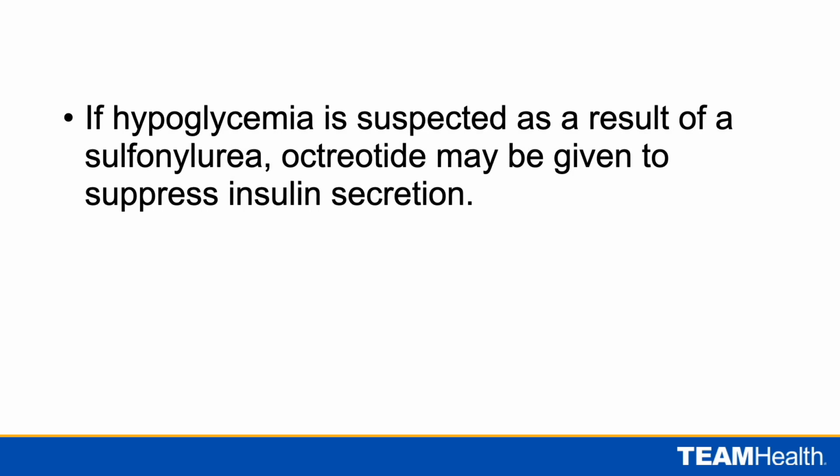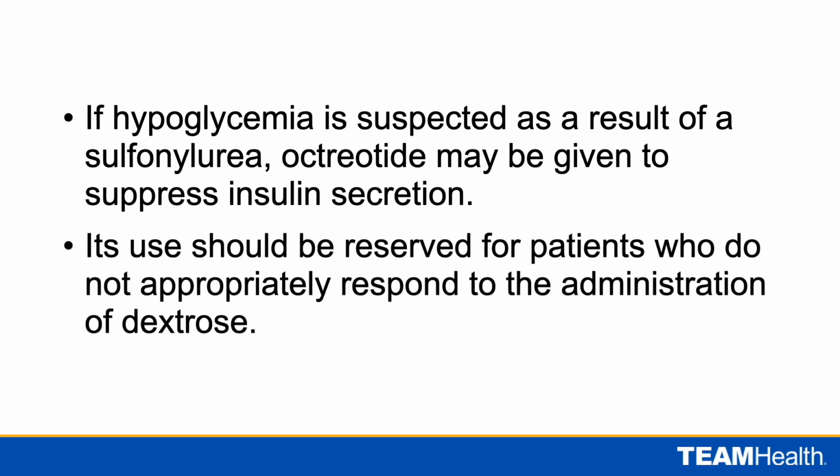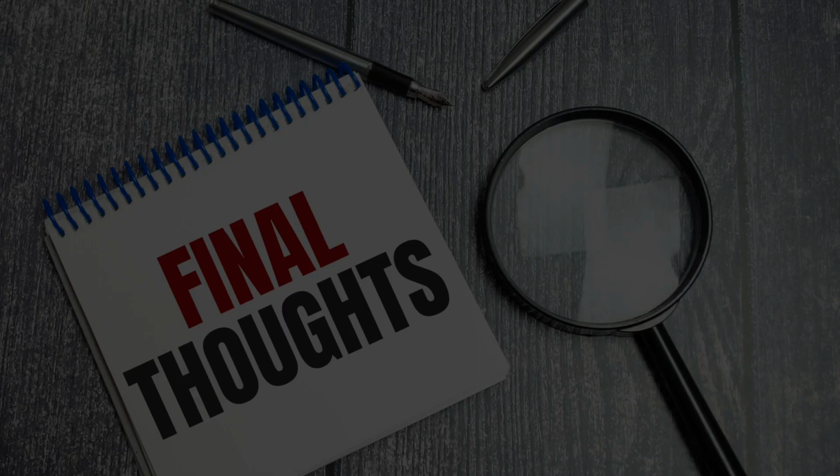If hypoglycemia is suspected as a result of a sulfonylurea, octreotide may be given to suppress insulin secretion. Its use should be reserved for patients who do not appropriately respond to the administration of dextrose. A general rule of thumb is that if hypoglycemia is due to sulfonylureas or non-short-acting insulins, patients should be admitted for serial glucose monitoring and treatment.